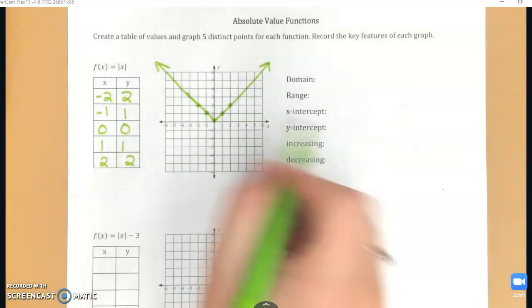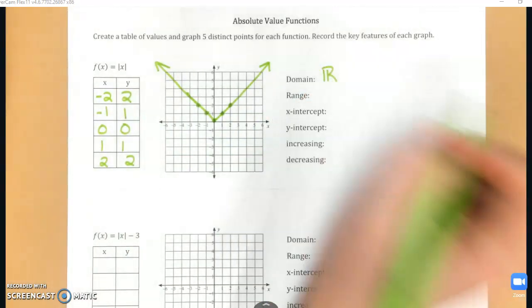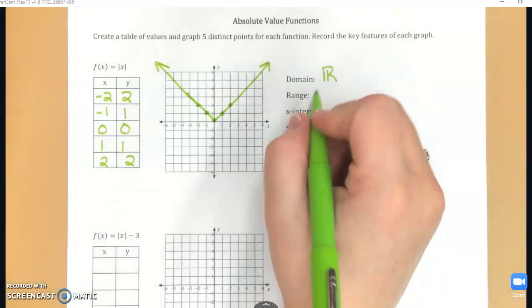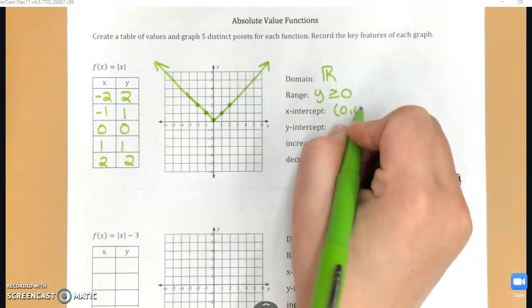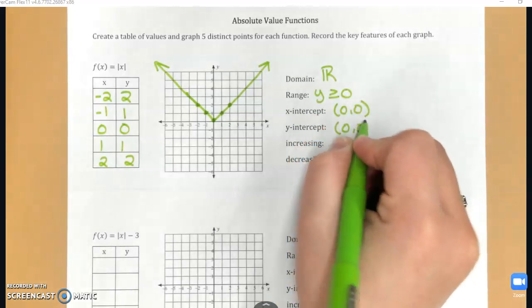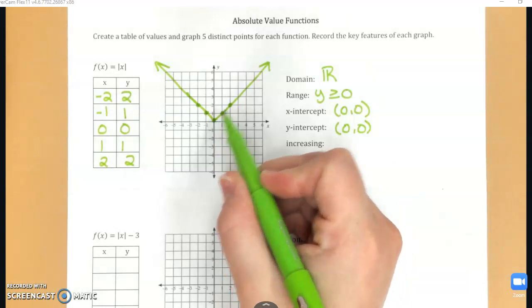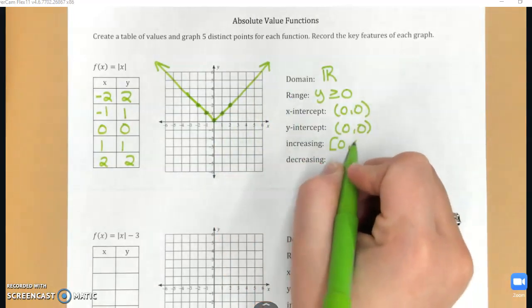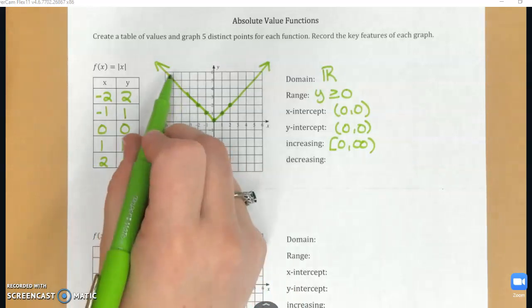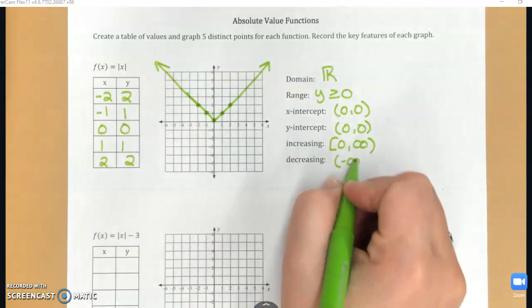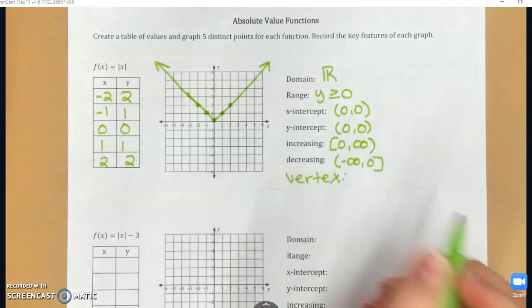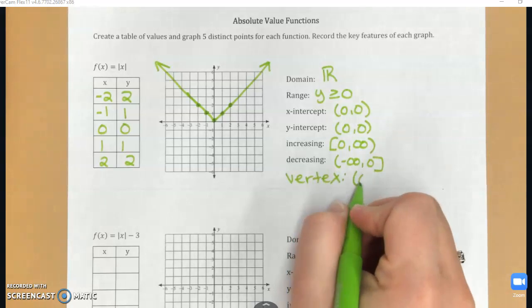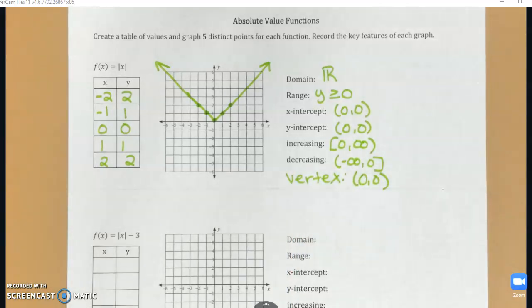Now, what is the domain of this function? My domain is all real numbers. My range is all numbers greater than or equal to 0. I have an x-intercept at 0, 0. Same for my y-intercept. I'm increasing, walking uphill, from 0 to +infinity, and I'm decreasing, walking downhill, from -infinity to 0. And this isn't on here, but I do want to go ahead and talk about where my vertex is, and for the parent function, it is at 0, 0. So that is our starting point for the rest of these graphs.